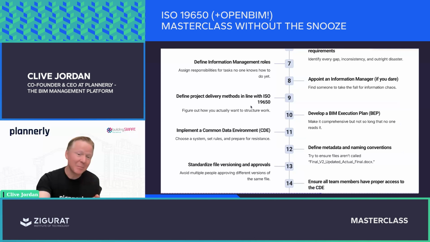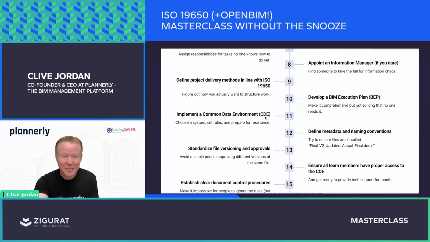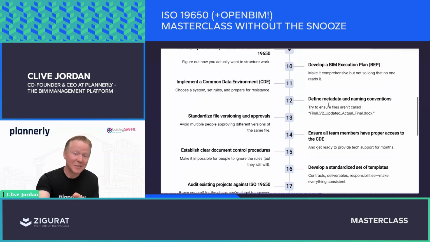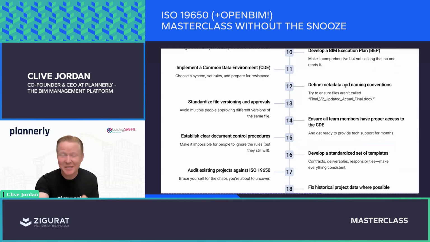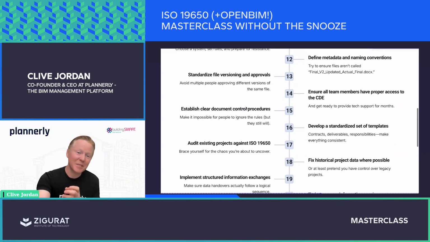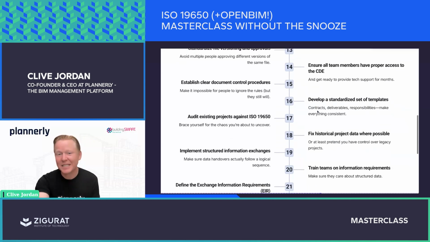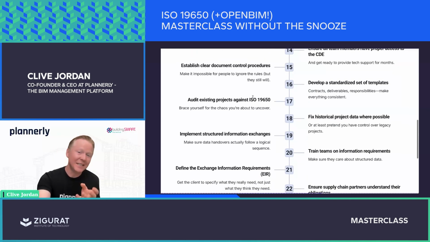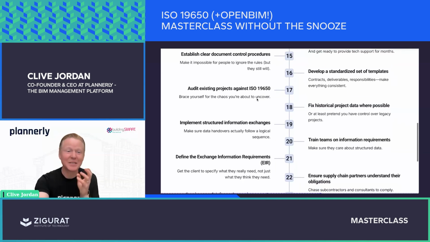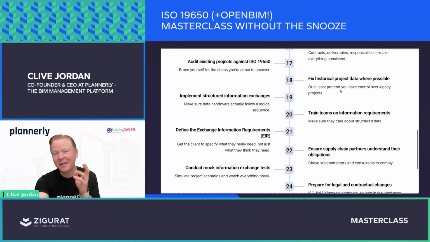You need to have templates and standards and develop your own BIM execution planning and implement a common data environment and understand file naming and metadata, making sure that files aren't named file version blah, blah, underscore final underscore. And you need to standardize all of this and ensure that everyone has access to all of these things, with clear documentation, clear procedures, and develop all the standards and templates and understand how to be audited and fix your historical project.